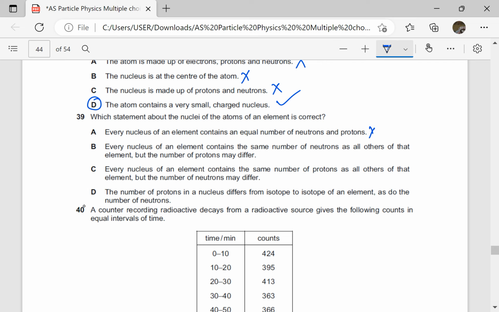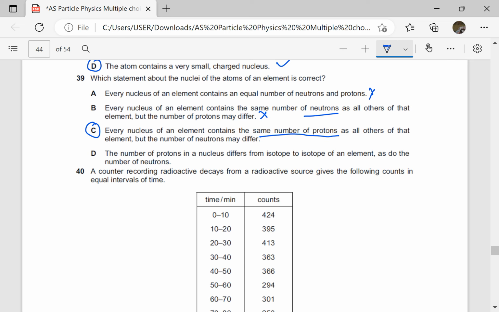Every nucleus of an element contains the same number of protons and neutrons as all others of the element, but the number of protons may differ. That is not true. Every nucleus of an element contains the same number of protons. Same number of protons as all others for the same element, but the number of neutrons may differ. That is true if they are isotopes. The number of protons in a nucleus differs from isotope to isotope. No. Isotopes have the same number of protons.